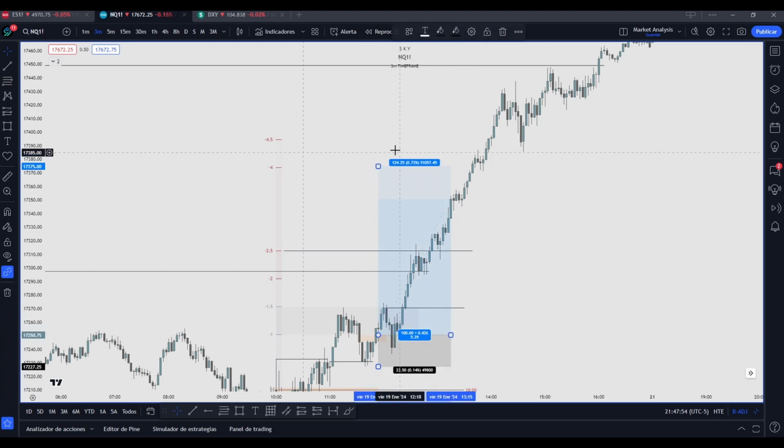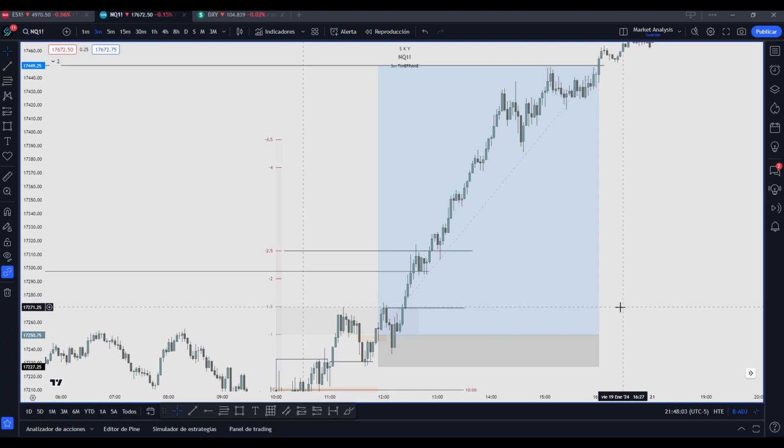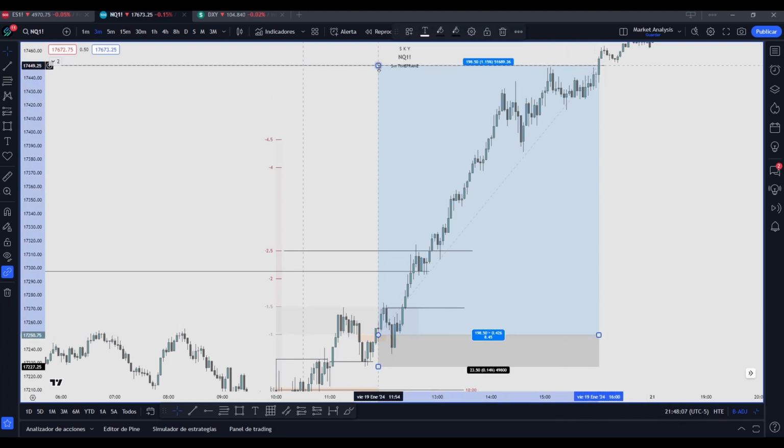It would be a very nice trade, 5 risk to reward. And if you want to be very ambitious and leave some runner, it would be one micro, one to 8 risk to reward.